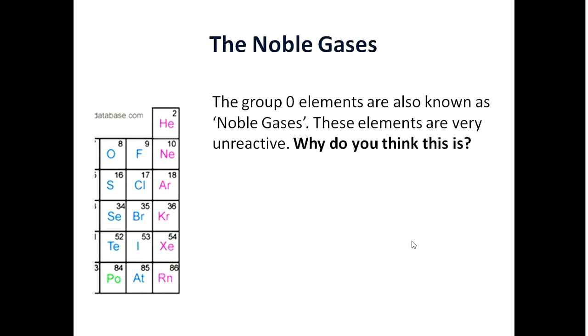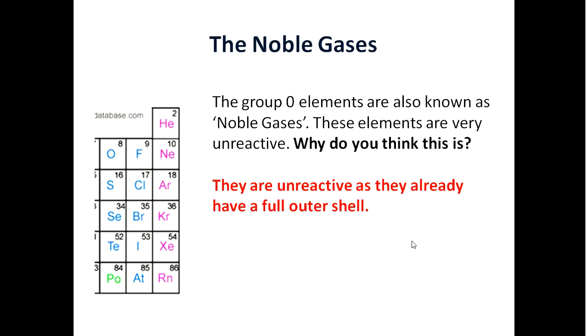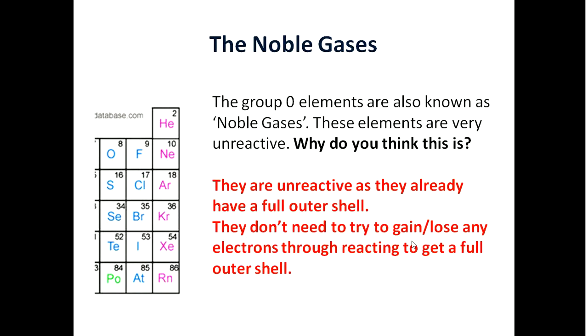The noble gases. The group 0 elements are also known as noble gases. These elements are very unreactive. Why do you think this is? This is because they have a full outer shell. They don't need to lose or gain any electrons through reacting to get a full outer shell.